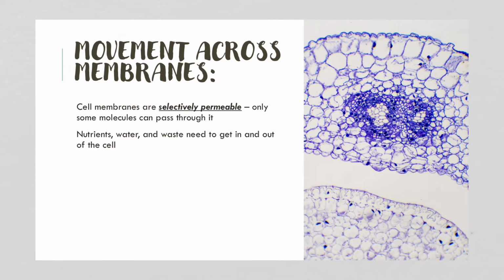So nutrients, water, and waste need to be able to get in and out of the cell, but we don't want all of our nutrients exiting. We don't want all our water entering and then causing the cell to burst. So cells need to be selectively permeable, and there are some ways that it gets around that.